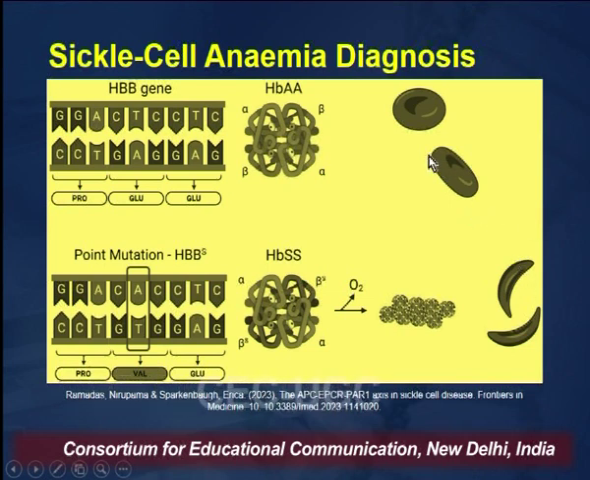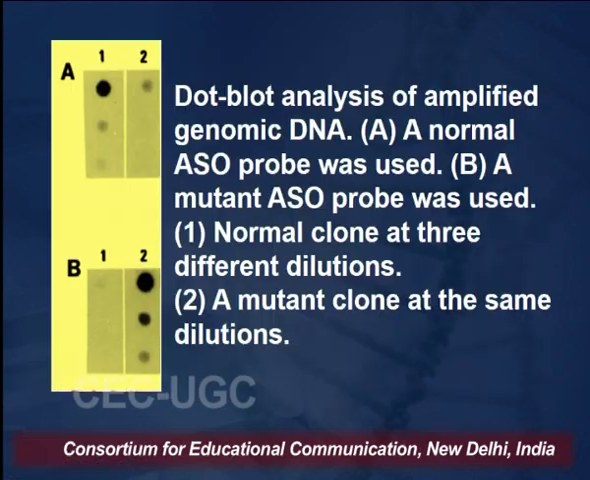Not only the shape, but the capacity to carry oxygen also changes, and therefore it leads to various clinical manifestations of sickle cell anemia. So, this is the general basis of sickle cell anemia. Now, let us look at how the allele specific oligonucleotide dot blot method is used to diagnose this particular disease.